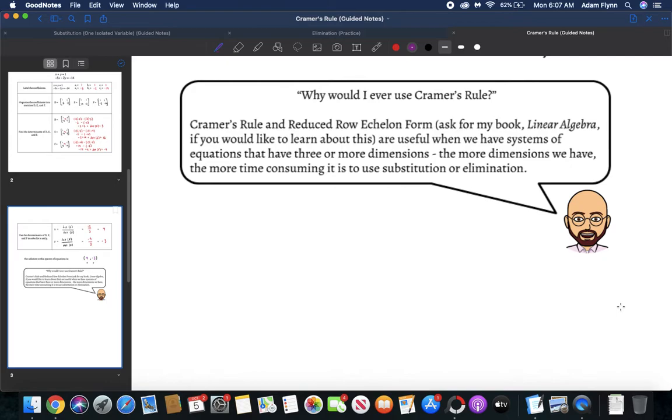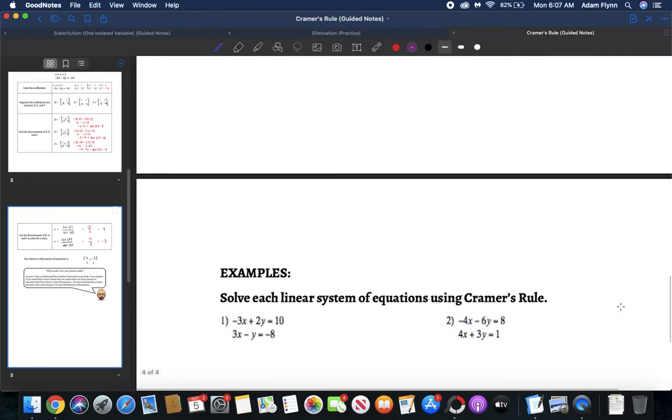But as I said at the beginning of the standard, I'm more interested in giving you as many options to solve systems of linear equations, and then have you pick beyond the standard, once we've taken the summative, which methods you choose to use and choose not to use. So at this point, let's go to some examples.